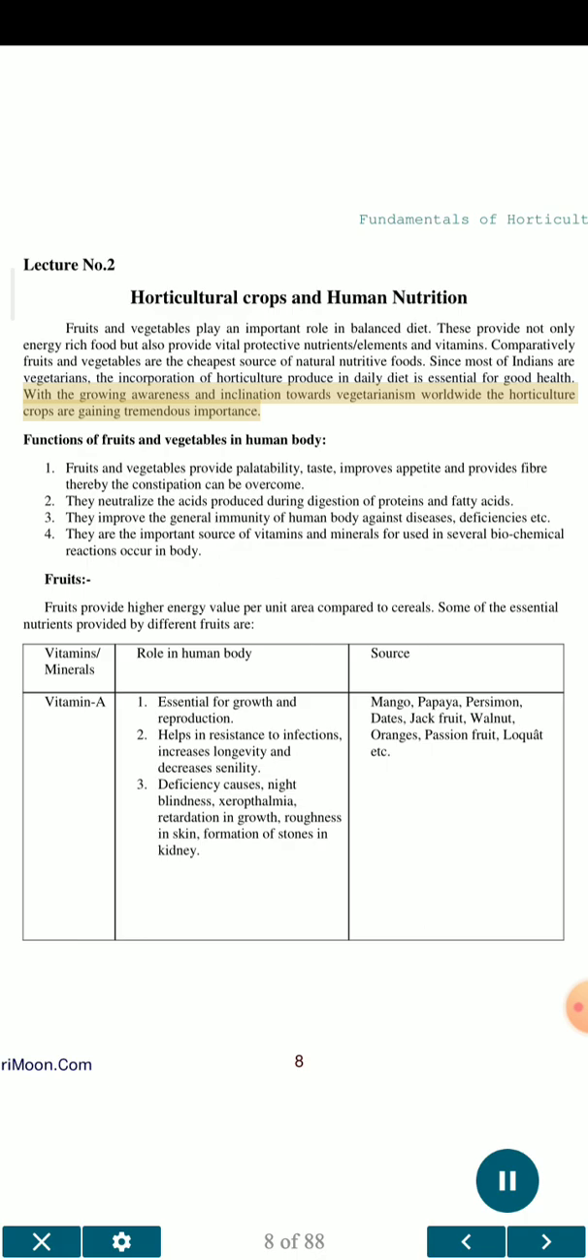With the growing awareness and inclination towards vegetarianism worldwide, horticulture crops are gaining tremendous importance. Functions of fruits and vegetables in the human body. 1. Fruits and vegetables provide palatability and taste, improve appetite and provide fiber, thereby helping to overcome constipation.